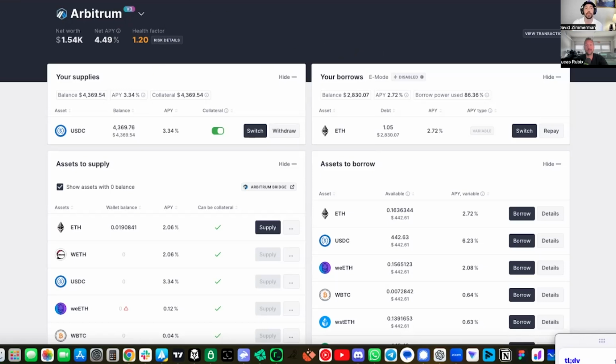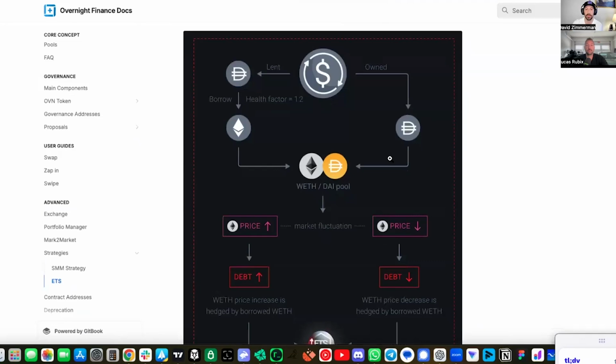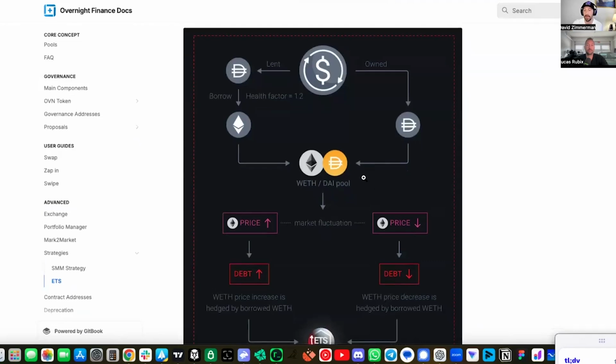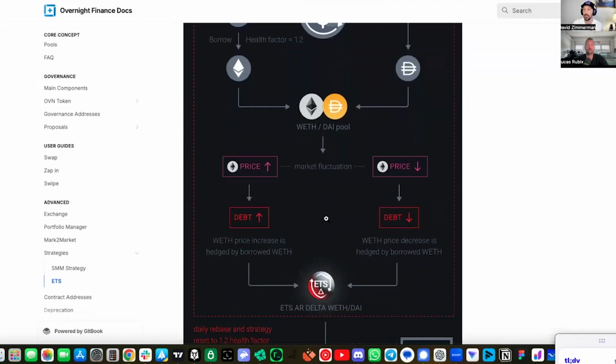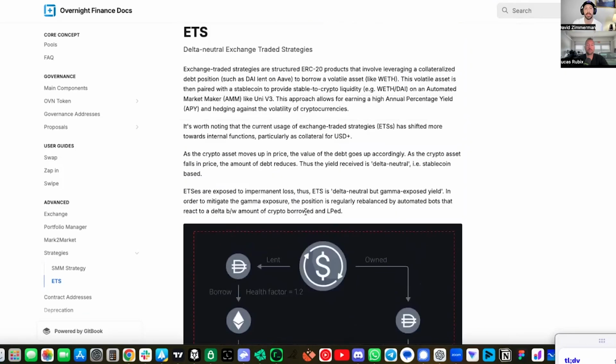And it's been working for OVN too. Yeah, it's been working really well for them. So, if we take a look at OVN's strategy real quick, their strategy is just a little bit different. And you can see that over here.